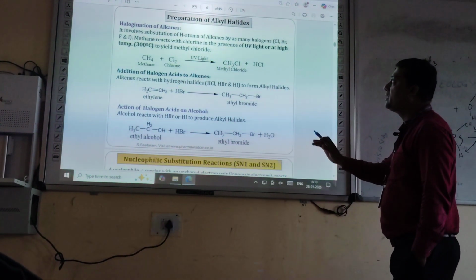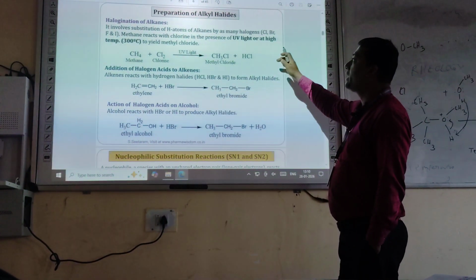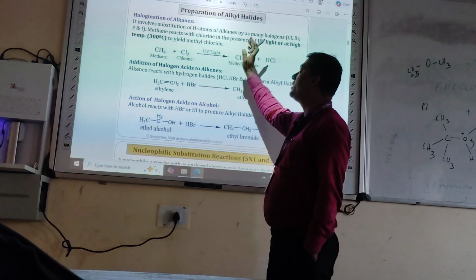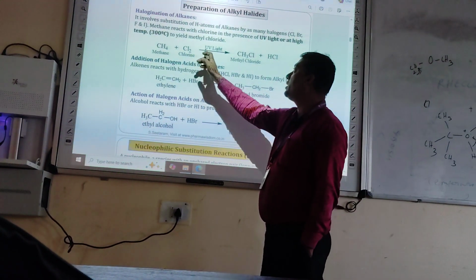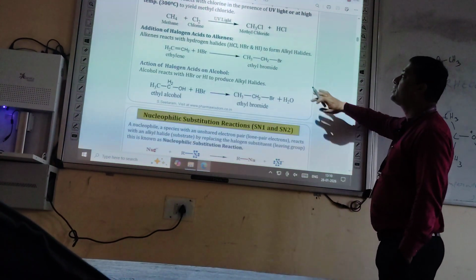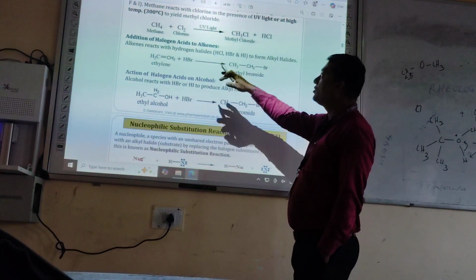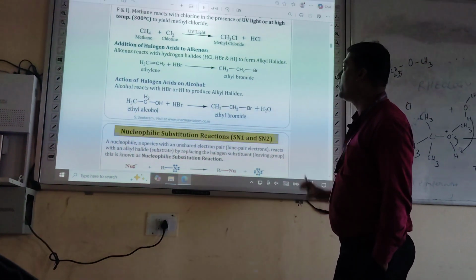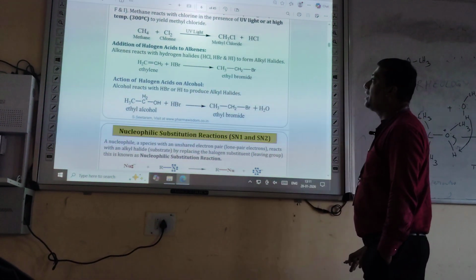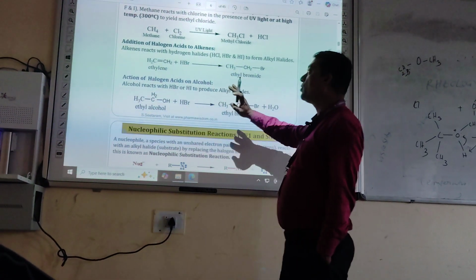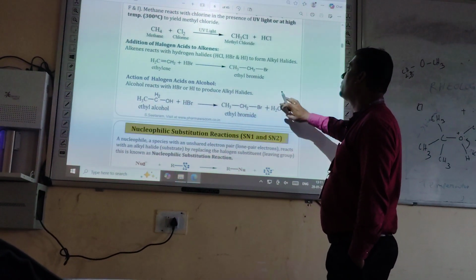Methane reacts with chlorine in the presence of UV light or at high temperature, that is 300 degrees Celsius, to yield methyl chloride. Methane and chlorine in the presence of UV light will be converted to methyl chloride plus HCl. Addition of halogen acids like hydrochloric acid, hydrobromic acid, hydroiodic acid forms alkyl halides. Ethylene, with a carbon-carbon double bond, plus hydrobromic acid will form ethyl bromide.